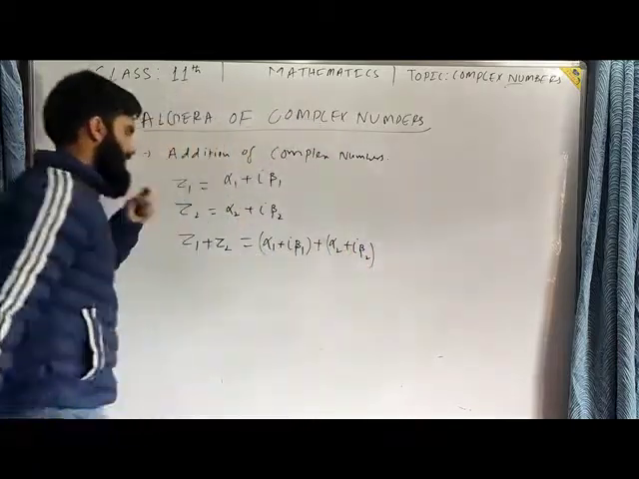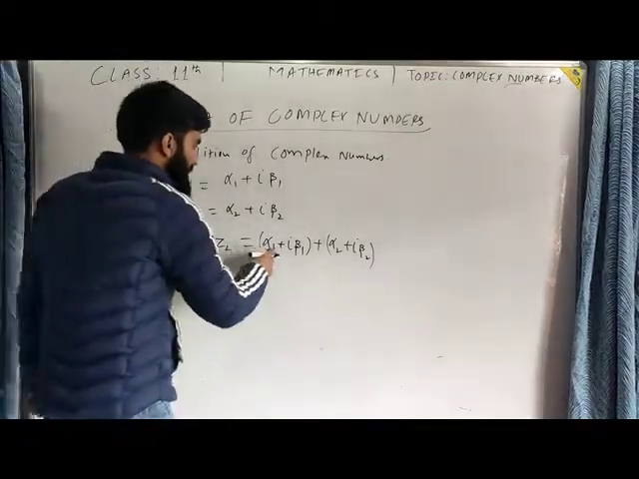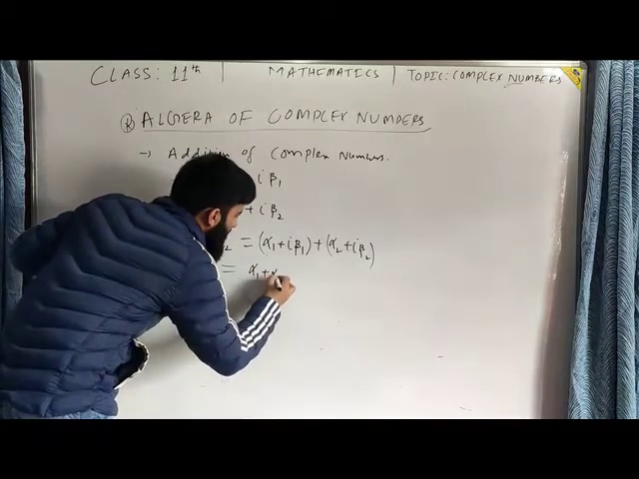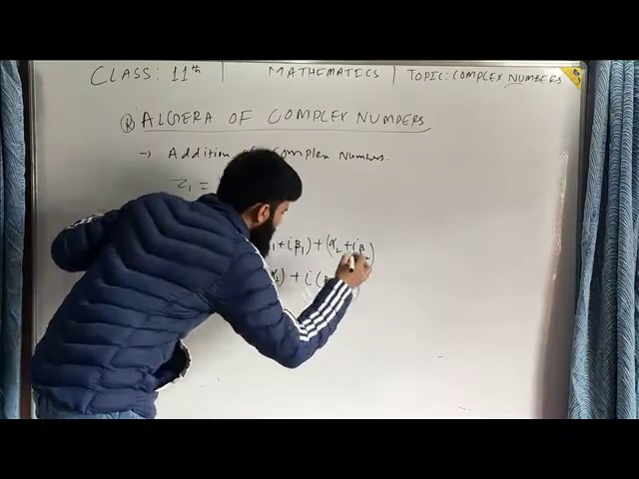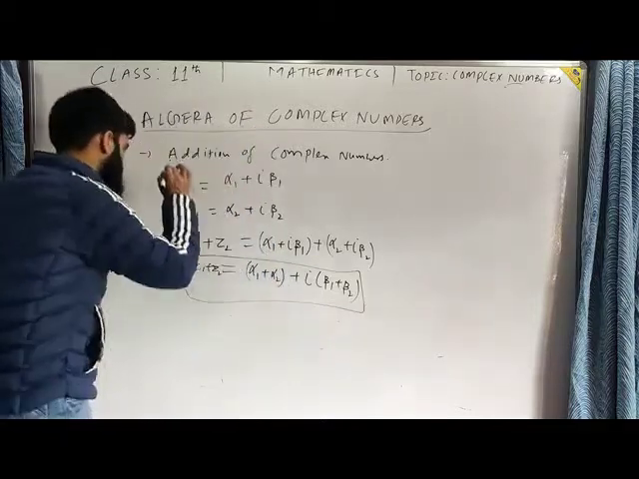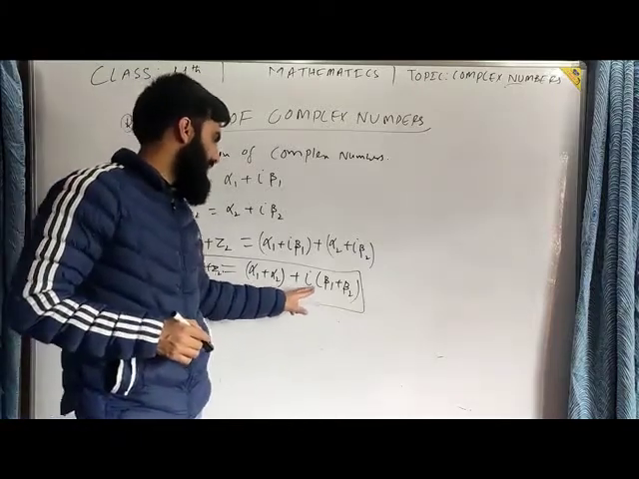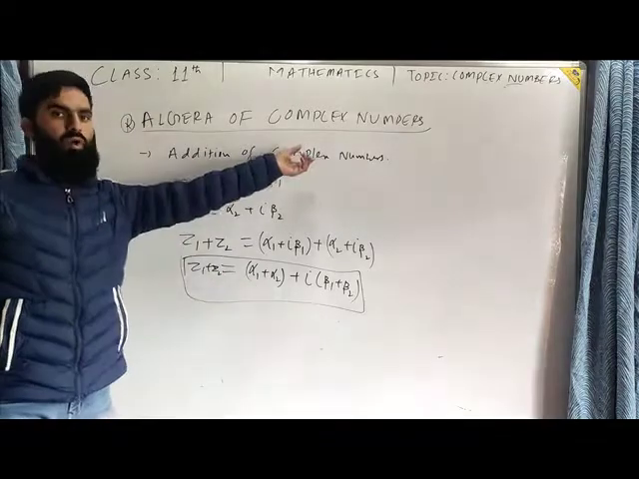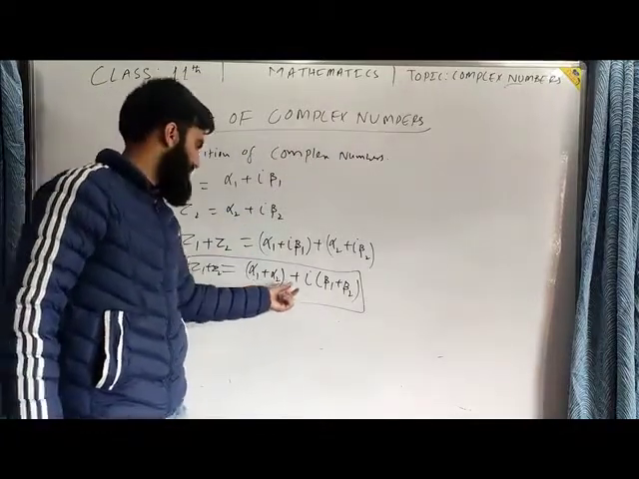So that will be what? Then we have the sum, okay? If you take the sum, how do you add the two complex numbers? Real part plus real part, imaginary part plus imaginary part. So you will get alpha 1 plus alpha 2 plus iota times beta 1 plus beta 2. This is your resultant of addition of the two complex numbers. So Z1 plus Z2 is equal to alpha 1 plus alpha 2 plus iota times beta 1 plus beta 2. What will you conclude here? On adding two complex numbers, we will get the sum of the two real parts and the sum of the two imaginary parts.